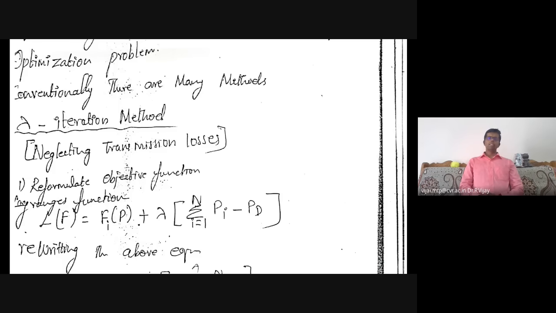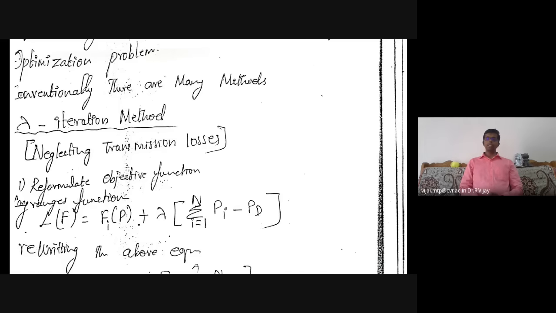Okay, so let's go into this lambda iteration method. Here we are neglecting the transmission losses. So for this lambda iteration method, first we have formulated the objective function as well as the constraints. Okay, so the objective function is in your hand and the constraints are in your hand. Now we have to solve the problem. Okay, we will solve using the Lagrange's function method.